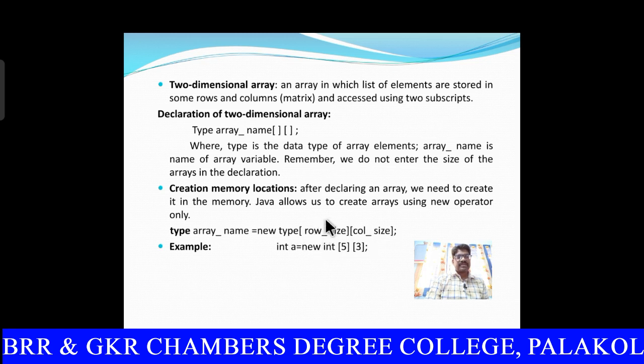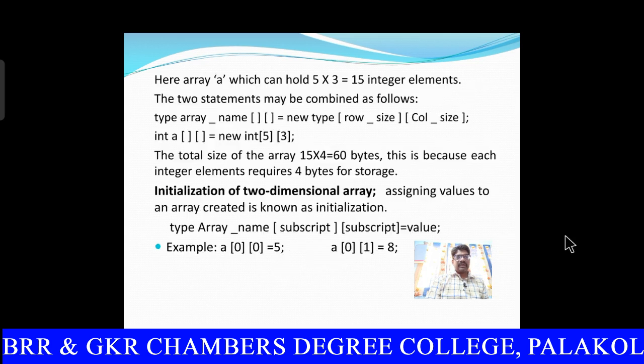Type array name is equal to new data type of row size and column size. First subscript indicates the rows and second subscript indicates the columns. So int a = new int[5][3]. So how many rows? 5 rows. How many columns? 3 columns it forms. With the help of the new operator it allocates memory to the array.